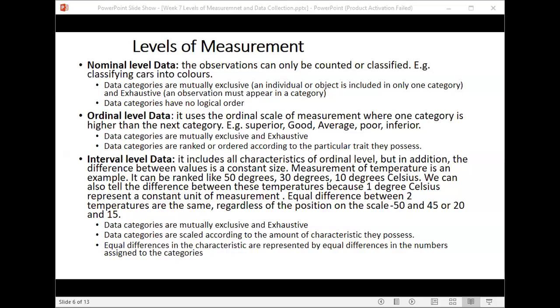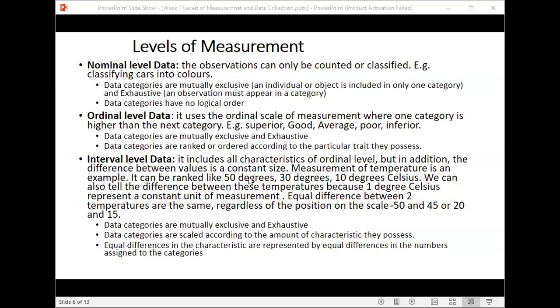Now, the third characteristic that makes it different is that equal differences in the characteristics are represented by equal differences in the number assigned to the categories. So in simple terms, let's take measurement of, say, temperature as an example. If I tell you that this is 50 degrees, this is 40 degrees, you are talking about 10 degrees.